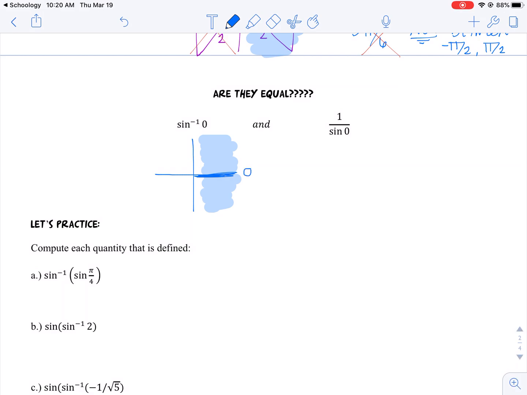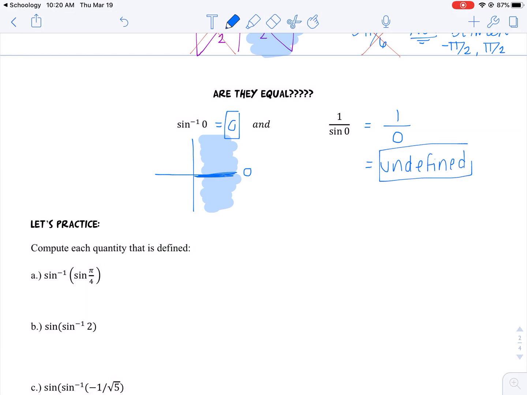Okay, so sine inverse of 0 is 0. Done. Now let's see what this one on the right says. 1 over sine of 0. Well, what is sine of 0? Think of the unit circle. Well, that's 0. 1 divided by 0 is undefined.